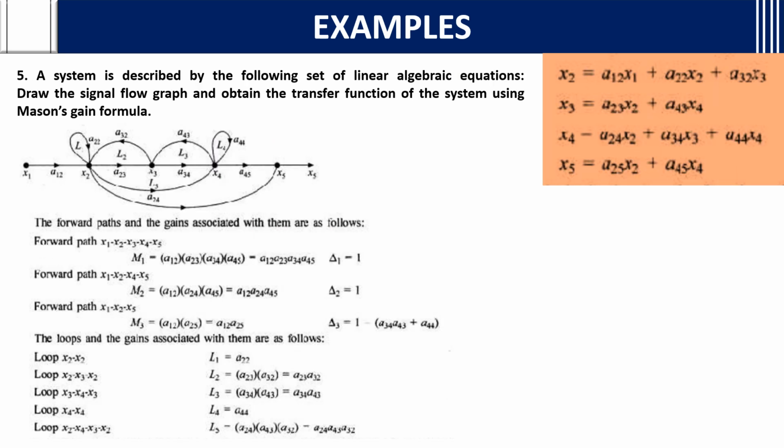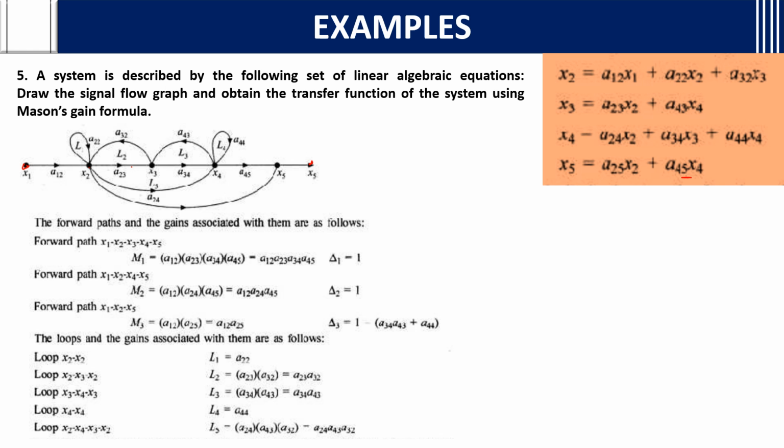A system is described by the following set of linear algebraic equations. Draw the signal flow graph. See, they have given the equations. We should draw the signal flow graph from those equations. How to draw? See, first, the highest point is x5. I can see the 5th point is the highest point. So you will take x1, then x2, x3, x4, x5 continuously till x5.